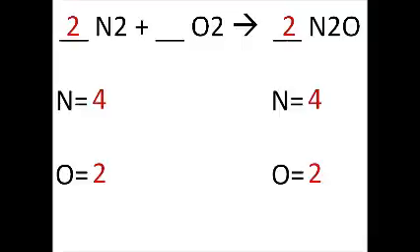Here's the answer. You should notice that on both sides you need to add a coefficient of 2. When you add that coefficient of 2, that raises the nitrogen on the reactant side to 4. It also raises the nitrogen on the product side to 4. You do not need to add a coefficient to the oxygen because both sides still have only 2 oxygens.